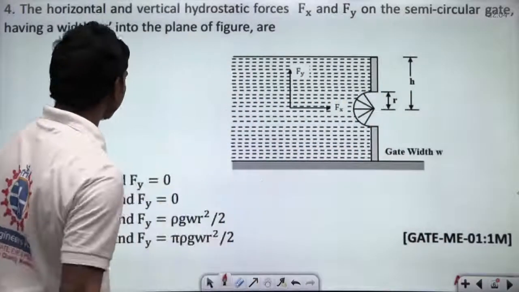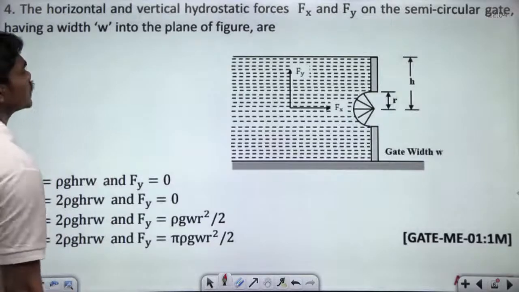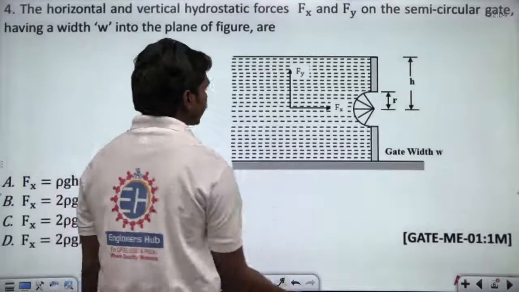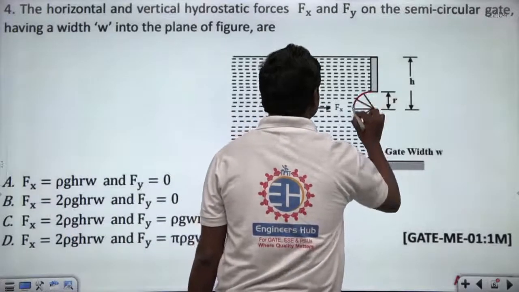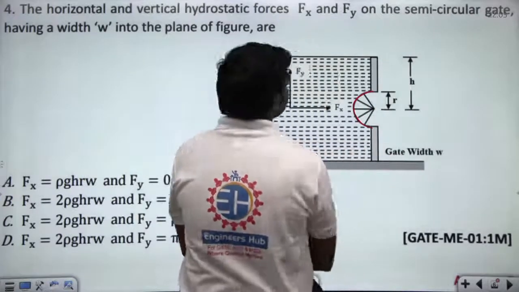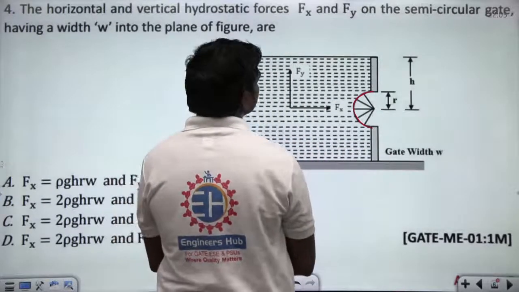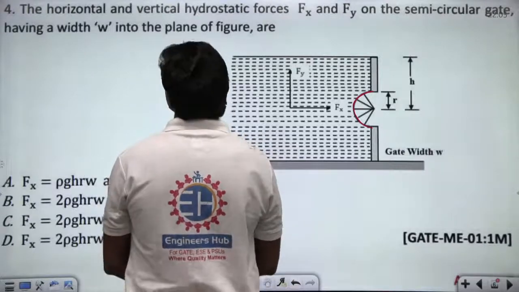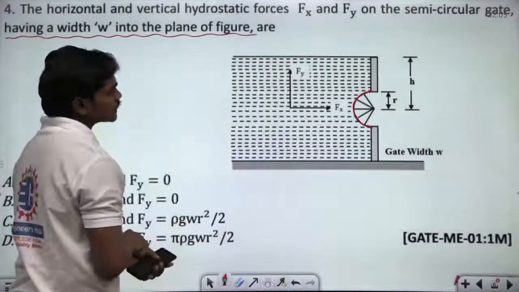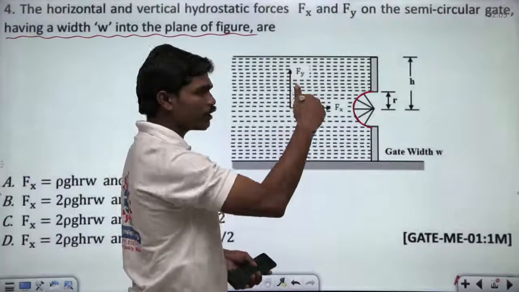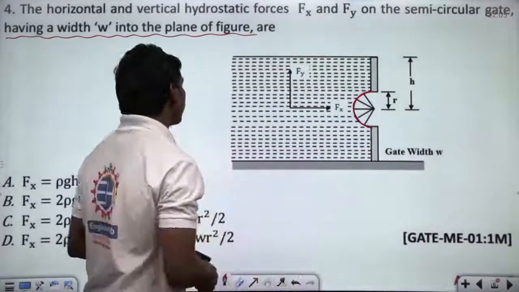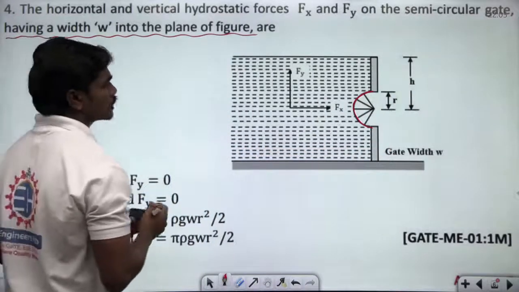See here something they are asking you. The horizontal and vertical hydrostatic forces Fx and Fy on the semicircular gate. Look, this is a semicircular gate. The horizontal and vertical hydrostatic forces Fx and Fy on the semicircular gate having a width W into the plane of the figure. Whenever this gate is having some width into the plane of the figure, basically this gate is extruding out to a width of W. Then what are the effective hydrostatic forces Fx and Fy?